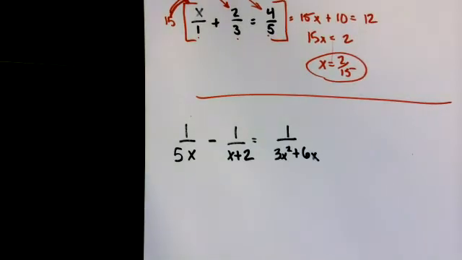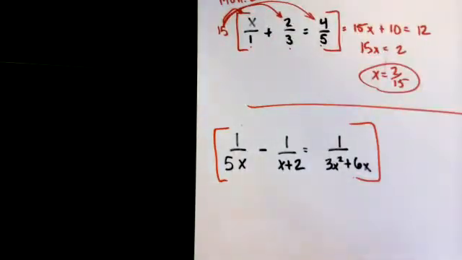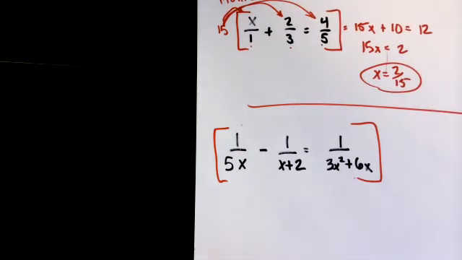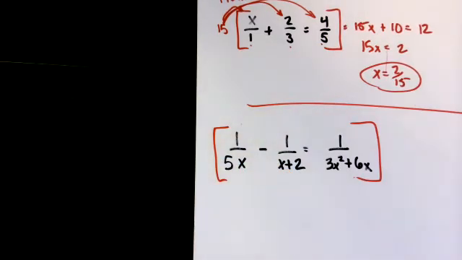All right, so same concept. If we want to solve this, we've got to get rid of our fractions. So we need to multiply by our lowest common denominator. We're going to multiply everything by it. The trick is the lowest common denominator is not obvious. We've got a 5x, we've got an x plus 2, and we've got a 3x squared plus 6x. Just like before, to find the common denominator, it's usually helpful to factor if possible.